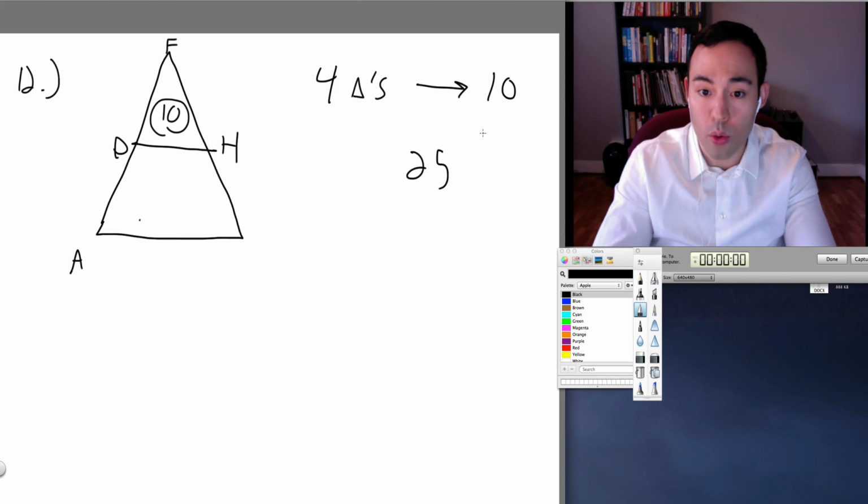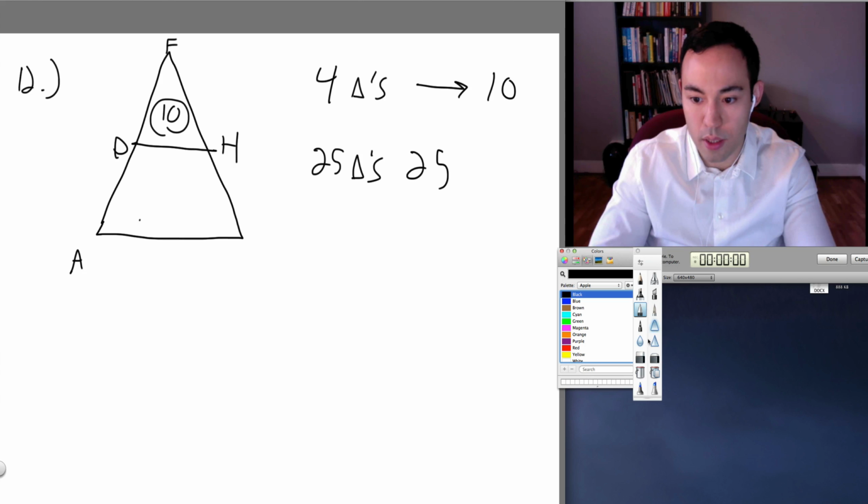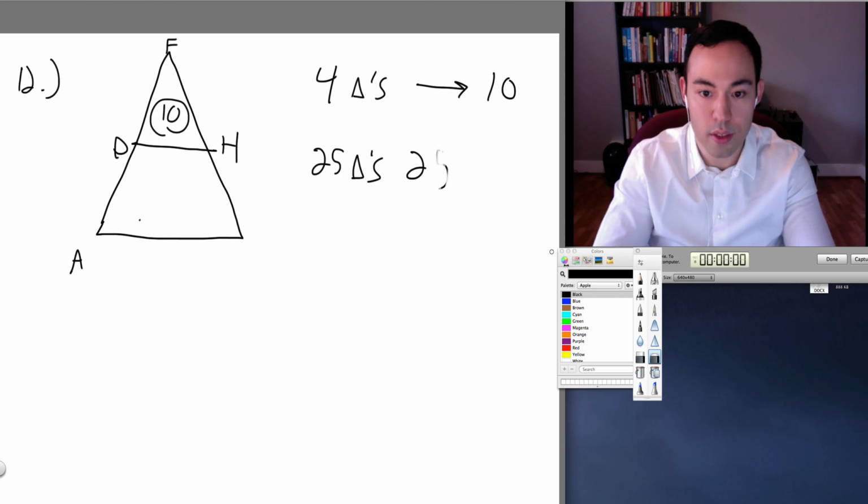And if there are a total of 25 triangles in the whole thing, so 25 triangles, let's go ahead and erase. Oh, that's too soft of an eraser. Let's go ahead and erase this.